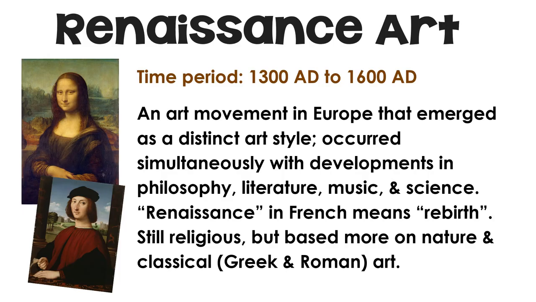Renaissance art came around the time period of 1300 AD to 1600 AD. It was an art movement in Europe that emerged as a distinct art style and occurred along with great developments in philosophy, literature, music, and science. Renaissance in French means rebirth. The art period at this time was still very religious, but it was moving more towards being based on nature and classical Greek and Roman art.